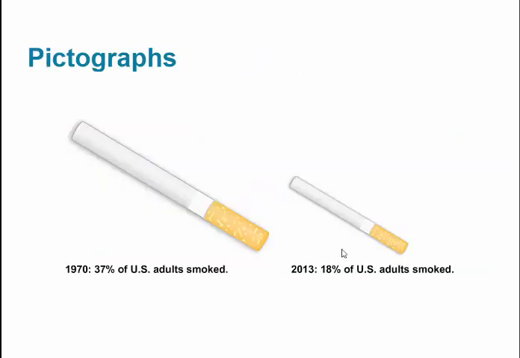And so here we have a pictograph. You can see 37% as compared to 18%. And so the 37%, although it's larger than 18%, just seems way larger as opposed to if you were to maybe use a bar graph.